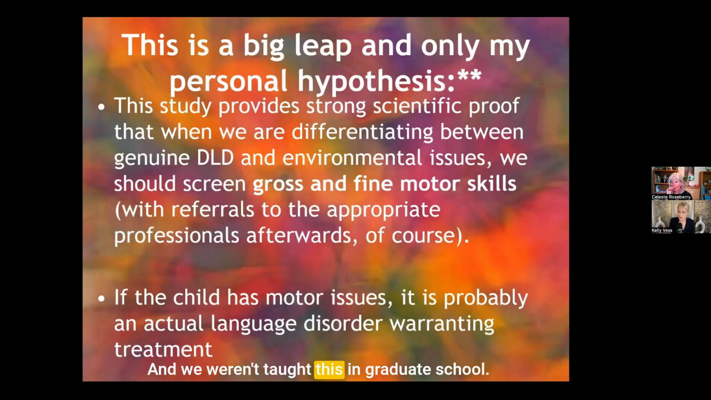And we weren't taught this in graduate school. We weren't taught this in our continuing ed courses to have a fine and gross motor section on our evaluation. That's something occupational therapists do. Right. What would you recommend to stay within our field of practice? How would we report that on an evaluation? Would we say our observations of fine and gross motor? Would we include that in our evaluation report?